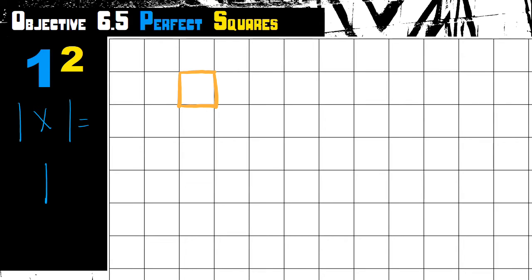We're going to label our sides 1 and 1, because when we find the area of this square, it tells us that the area is 1. And so we can say that 1 here is a perfect square. Whatever the area is after we multiply the length times the width of the square gives us a perfect square number.